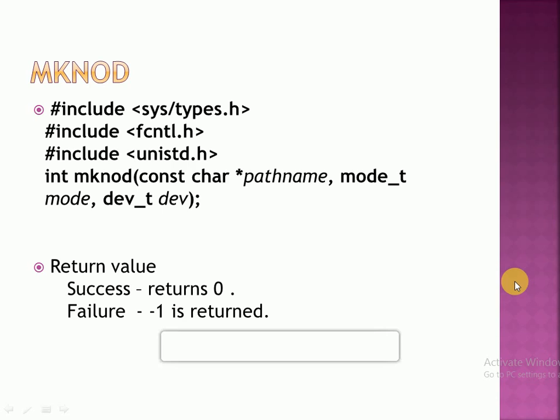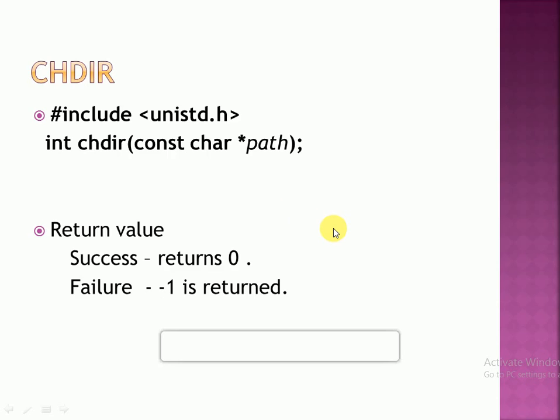The next one is mknod. The system call mknod creates a file system node at the given path name within the file system, whose attributes are specified by mode and dev. The mode argument specifies both the file mode to use and the type of the node to be created. Next one is chdir. It changes the current working directory of the calling process to the directory specified in path. It returns 0 for success and -1 for failure.